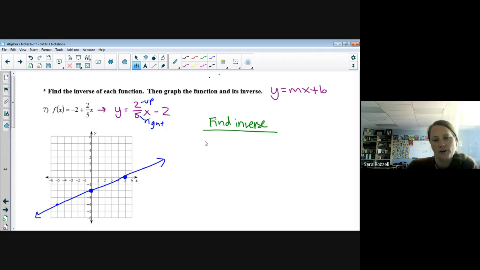Now we're going to find the inverse. This was our original one. What do we need to do first before we start to solve for y? We got to switch it, switch our x and our y. So x equals 2/5 y minus 2. Okay, what do y'all want to do? What do we need to do first? The 2/5 or the 2? The 2.